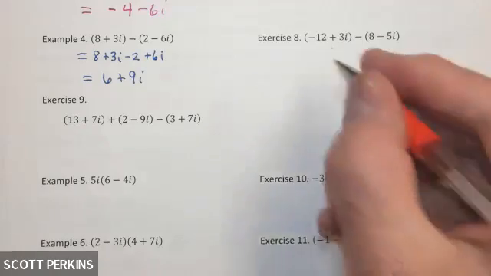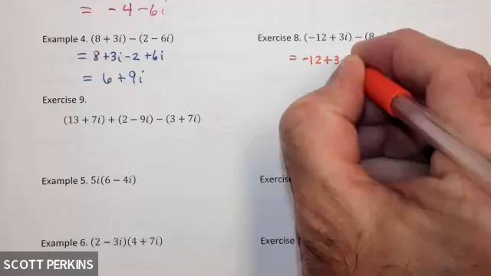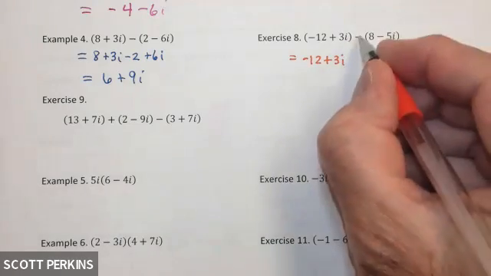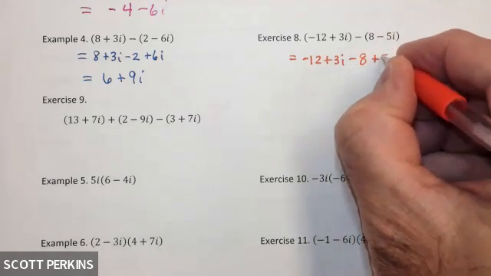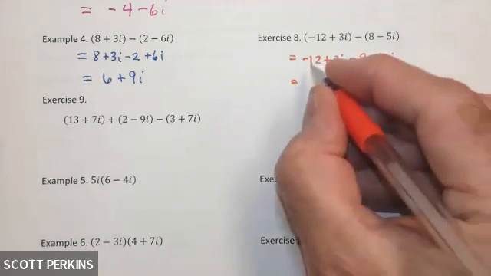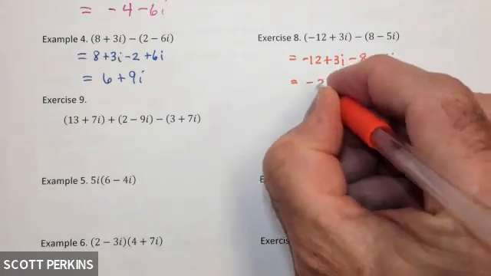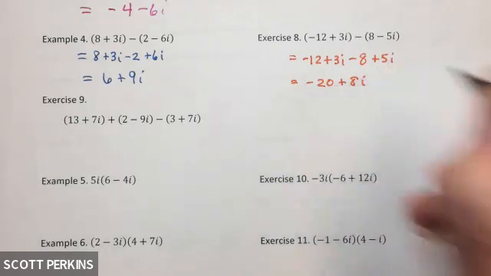All right, so exercise 8, again, I am going to take the precaution of distributing this negative. So a negative times a positive is -8. A negative times a negative is +5i. And now I'm going to combine my like terms. -12 and -8 is -20. And 3i and 5i is 8i.